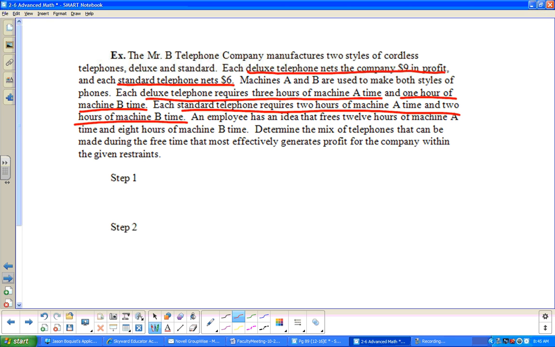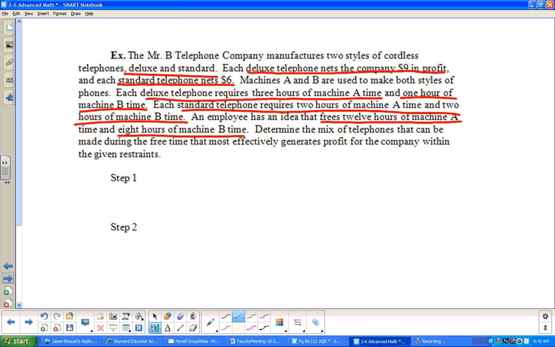Anything else we might be able to use? Yes? Yep. Free time. So our job is to determine the mix of telephones that can be made during the free time that most effectively generates profit for the company within the given restraints. I'd say there's probably one more thing that's important. We've kind of touched on it, but the fact that there are two different kinds of telephones. Okay?